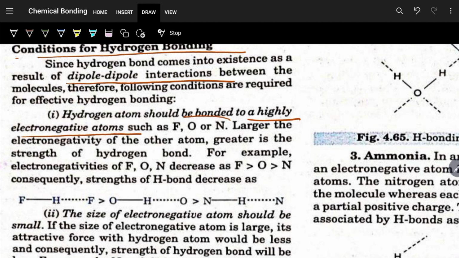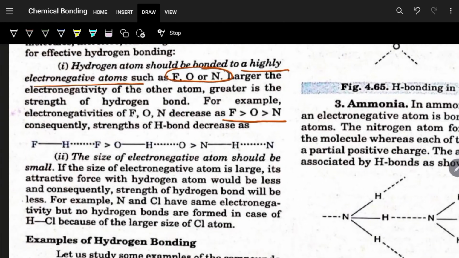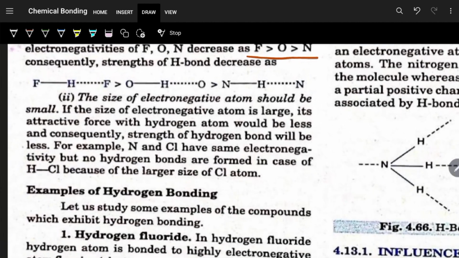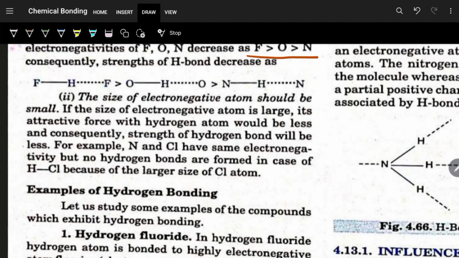As I said, oxygen, nitrogen or fluorine, they are highly electronegative, on account of which the strength of the hydrogen bond will vary as F greater than O greater than N. That is, the HF hydrogen bond is stronger than the HO hydrogen bond existing in water molecules, than the HN hydrogen bond existing in ammonia molecules. Size of the electronegative atom.